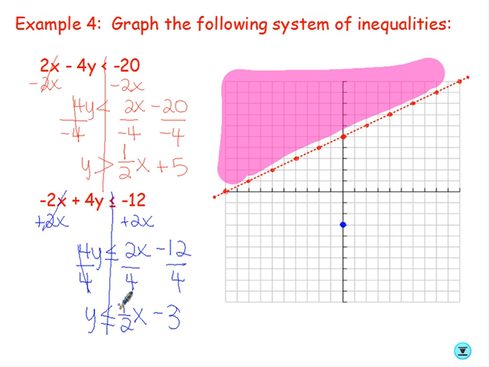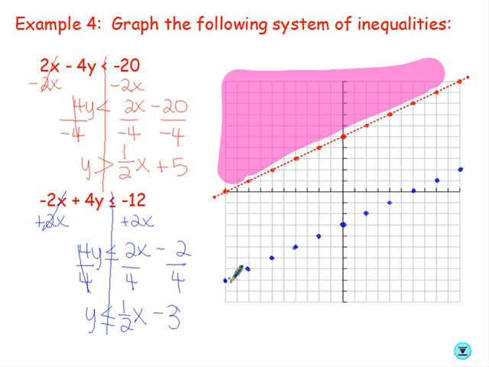Up 1, right 2. Up 1, right 2. Whoops, I went right 1. Up 1, right 2. Then go back and go down and left. Down and left, keep going until you run out of space.